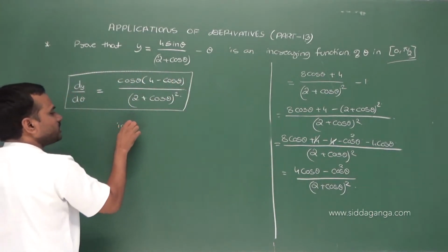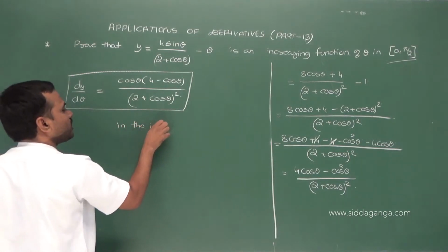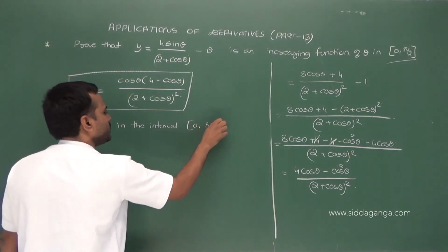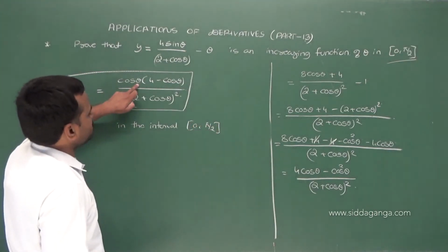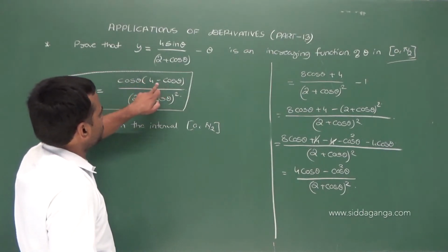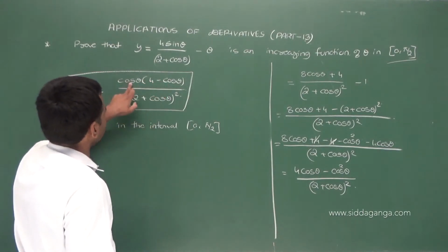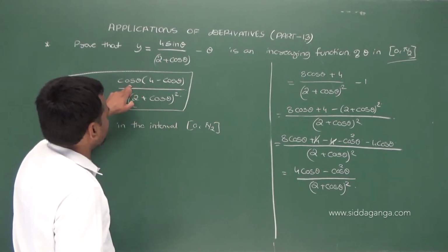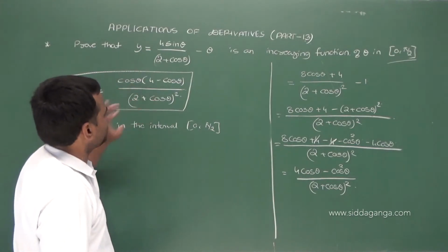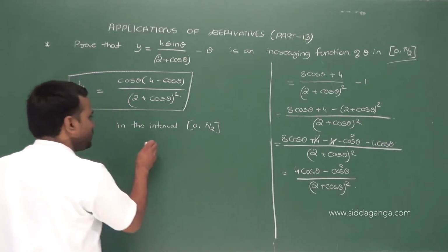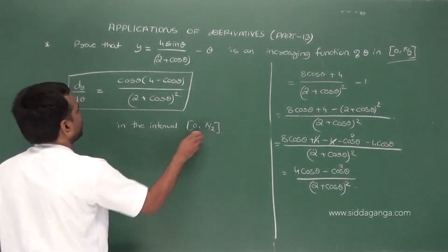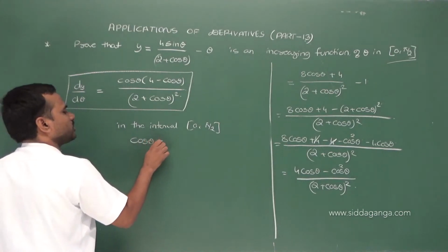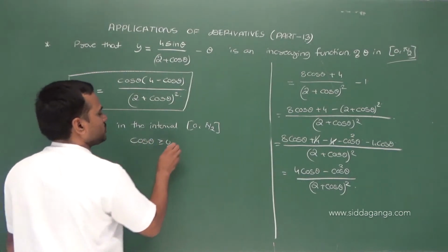In the interval 0 to pi by 2, see, observe here. If I substitute 0, cos 0 is 1, 4 minus 1, it is 3. So this is positive, this is positive, this is positive. If I substitute pi by 2, cos is 0, anything times 0 is 0. Means in the interval 0 to pi by 2, cos theta, first quadrant, is greater than or equal to 0. This is the first one.